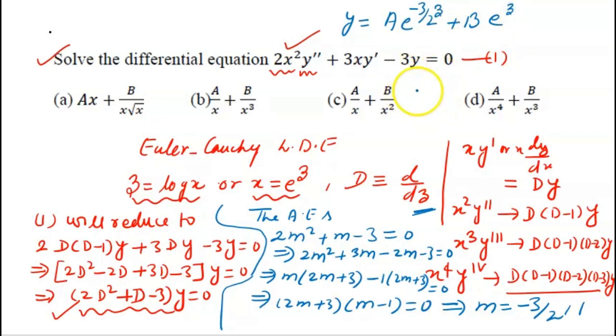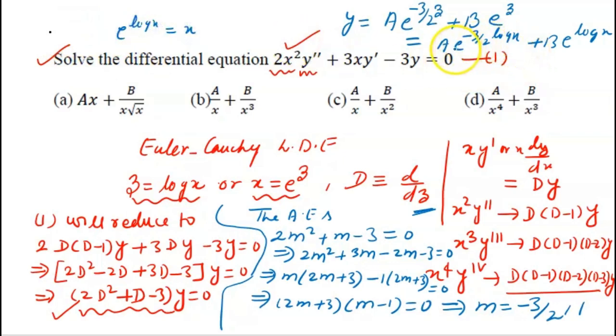Now some of you might be thinking, sir, this option is not present. So the idea is that since you have taken z is equal to log x, you have to reduce it further. So A e to the power minus 3 by 2 log x plus B e to the power log x. Yes or no? So A e to the power minus 3 by 2 log x will be what? I hope you understand the property of log and e. E to the power log x is equal to x, right?